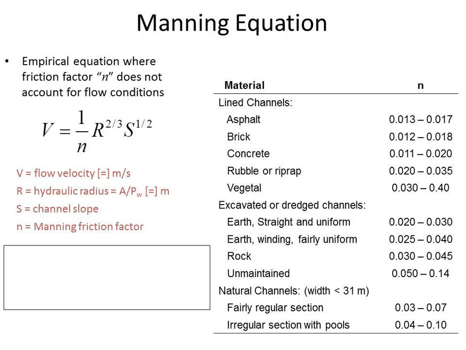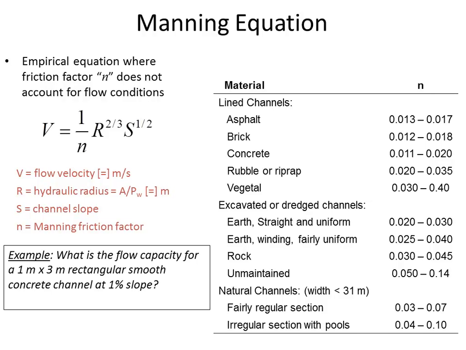Here are some typical n values for different material types when used in the Manning equation. The friction factor n doesn't take into account variations in flow conditions, but sometimes tables will have different n values depending on the slope. And so it's not a direct accounting for flow conditions, but sometimes indirectly it's accounted for by using a different n.